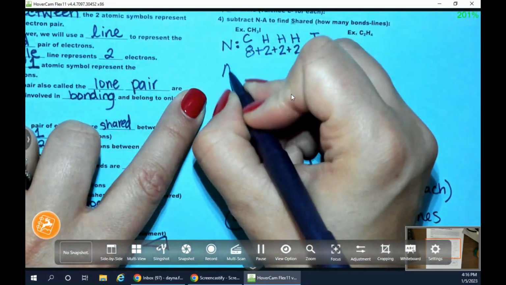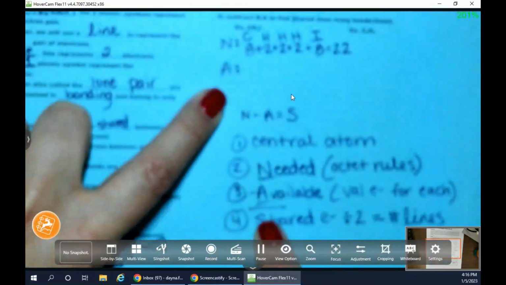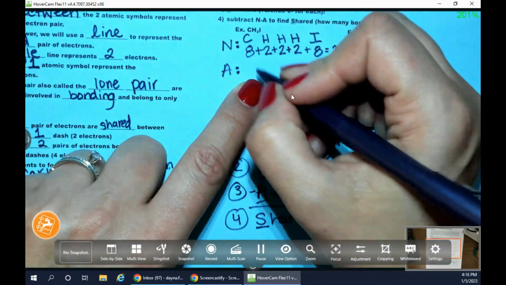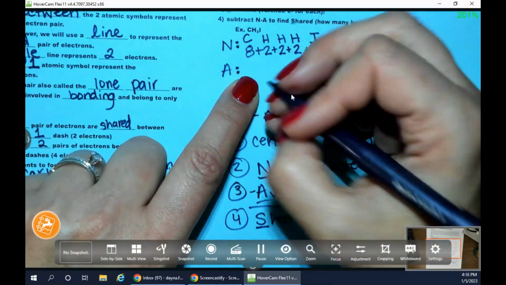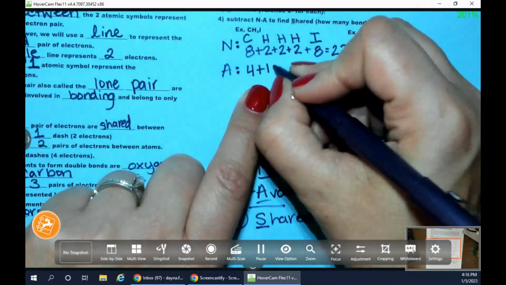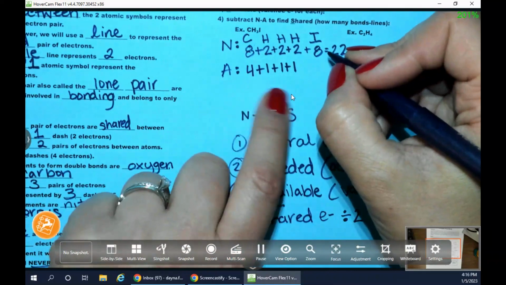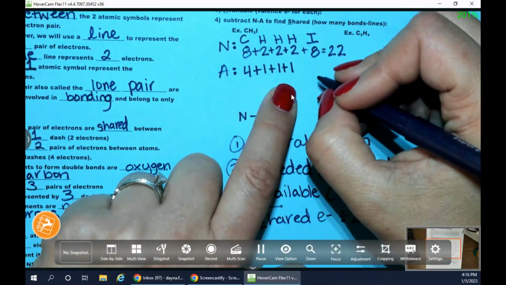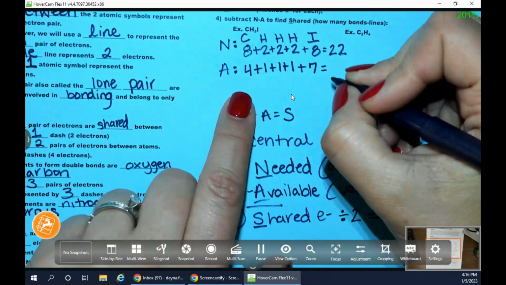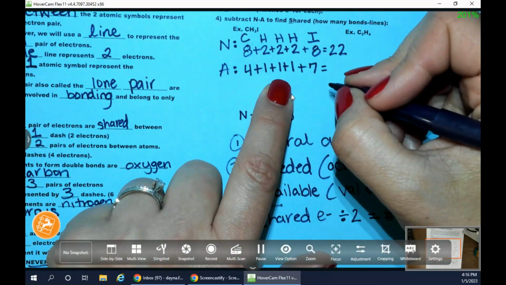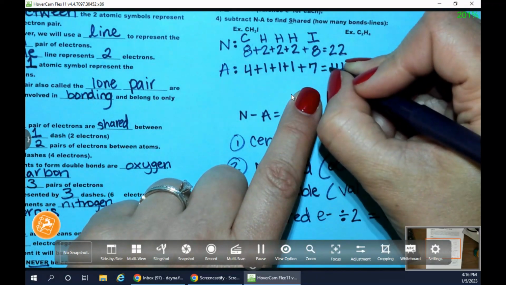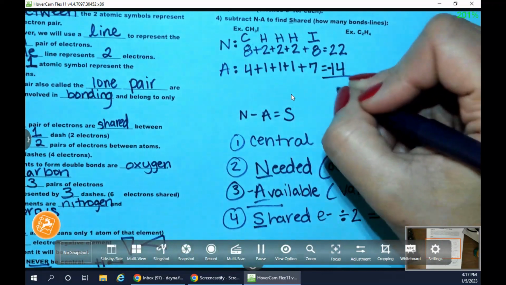All right, A. A is going to be your available. That means your valence electrons. What's the valence electrons for carbon? 6. Nope. He's in group 14. 4. How many does hydrogen have? 1. Could you put 1 times 3? Yes. All right, so 1 plus 1 plus 1. And then how many does iodine have? 7. Good. So when we add those together, we get 4 plus 1, that's 5. Plus 1, 6. Plus 1, 7. Plus 7, 14. All right, what is 22 minus 14? 8. It's going to be 8.